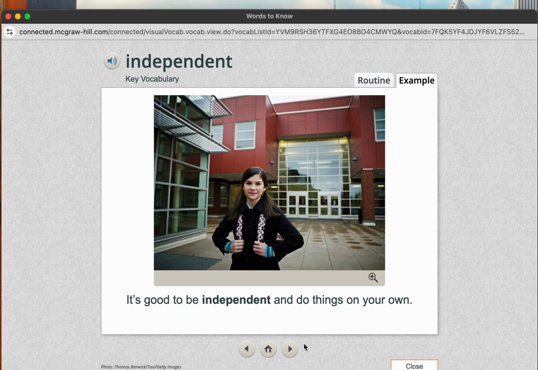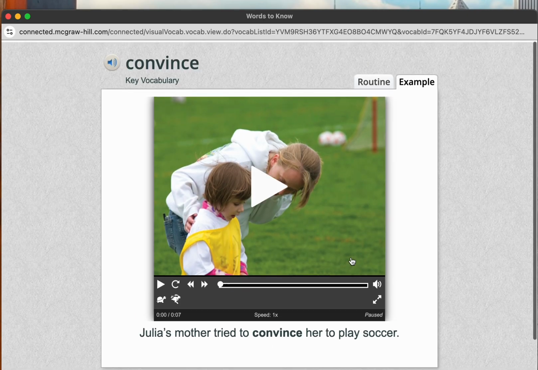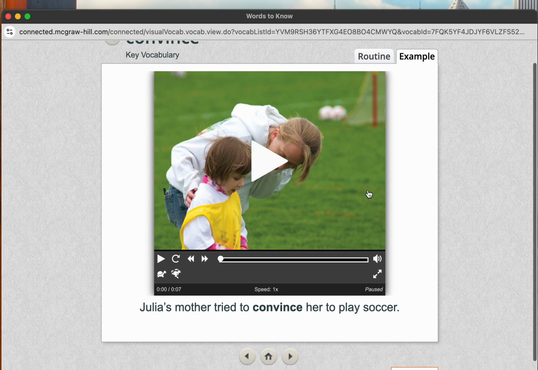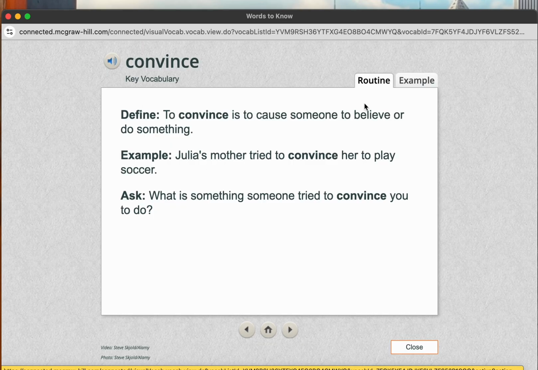Next word. Convince. Convince. Julia's mother tried to convince her to play soccer. Convince. So let's take a look at this word. To convince is to cause someone to believe or to do something. So maybe someone's tried to convince you to do something before and you've given it a shot or not.